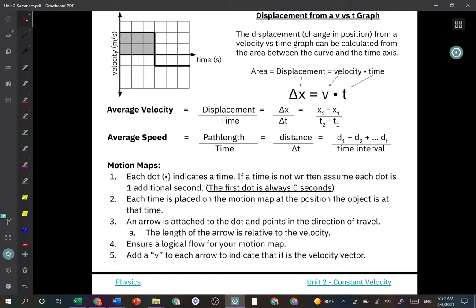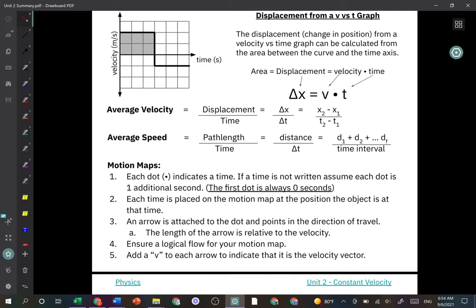Now, what I also added to this last little bit about motion maps is, moving forward, we want to ensure that each arrow, each velocity vector, is labeled with the letter V. That's going to indicate it is a velocity vector. As we start to work with more and more types of vectors, it'll be important to label what each type of vector is.